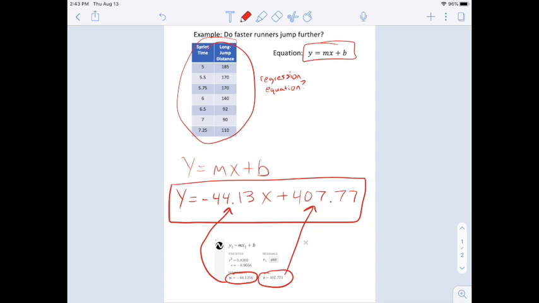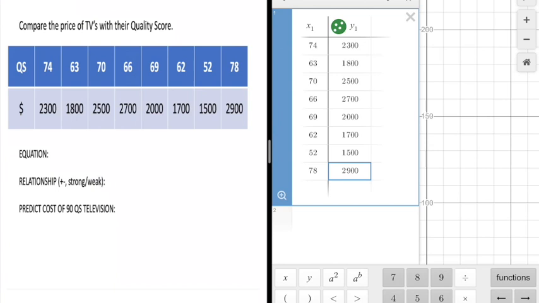So this is the process we're going to use to find the equation for the line of best fit. So let's do one more example of getting this equation and then using it to make a prediction. All right, so here's an example comparing the quality score of a television to the price that it's marketed at.